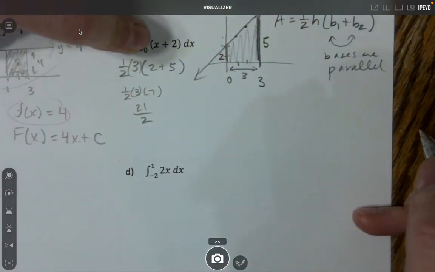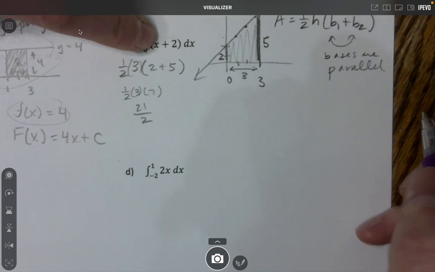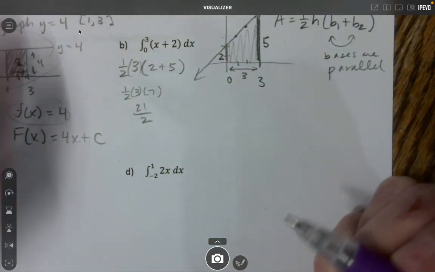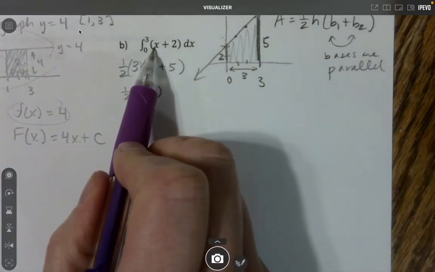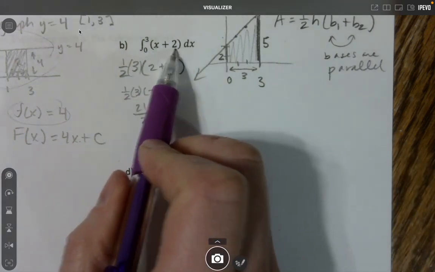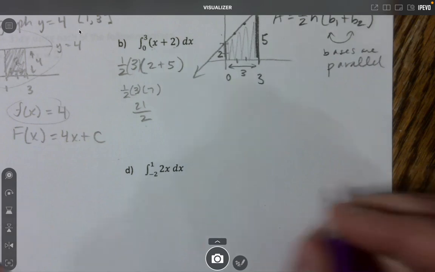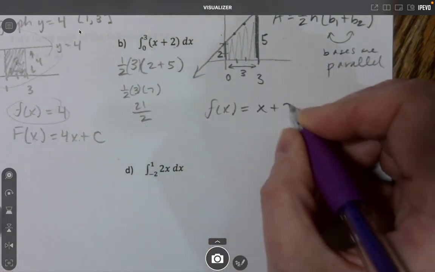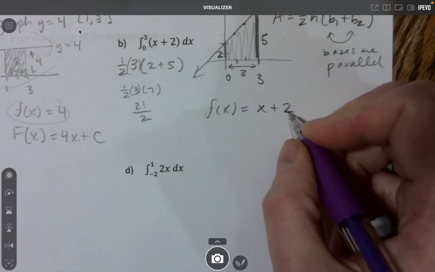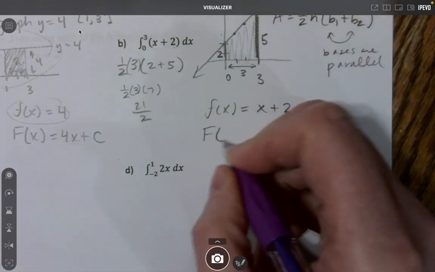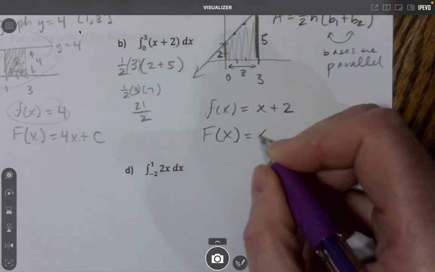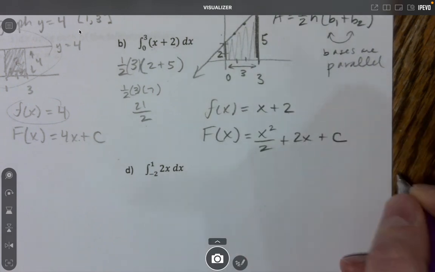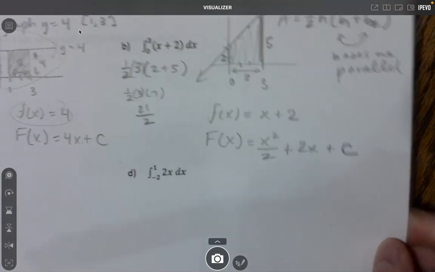And again, this is my derivative here. And then if I think about the antiderivative, right, I would have to integrate that. And I'd have to make it x squared over 2 plus 2x plus c. So always be thinking about that, because that's going to be our next step. So if this is that derivative, then my antiderivative would be x squared over 2 plus 2x plus c. So don't forget about how those work.